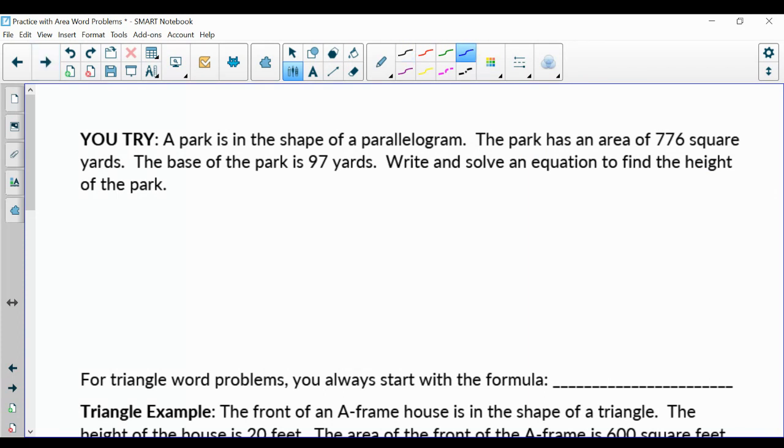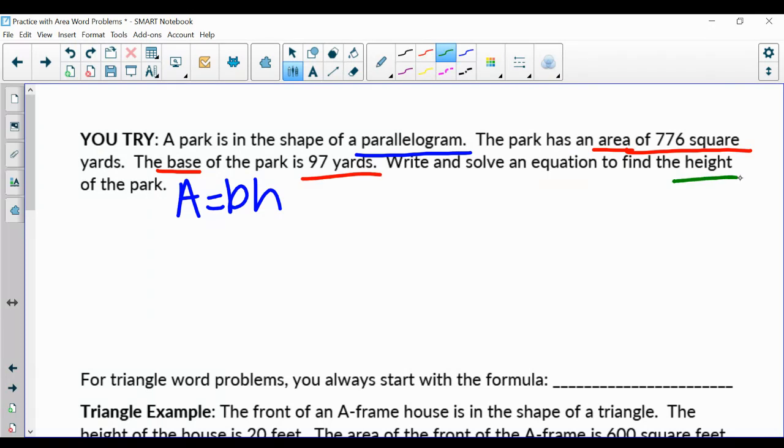A park is in the shape of a parallelogram. So what's going to be our area formula for a parallelogram? Well, that's going to be A equals base times height. And again, look for those words. Look for area, look for base, and look for height. So here's area, and I have a number next to it. Area is 77.6 square yards. Okay, then I see base, and that's 97 yards. And then the last one, find the height.